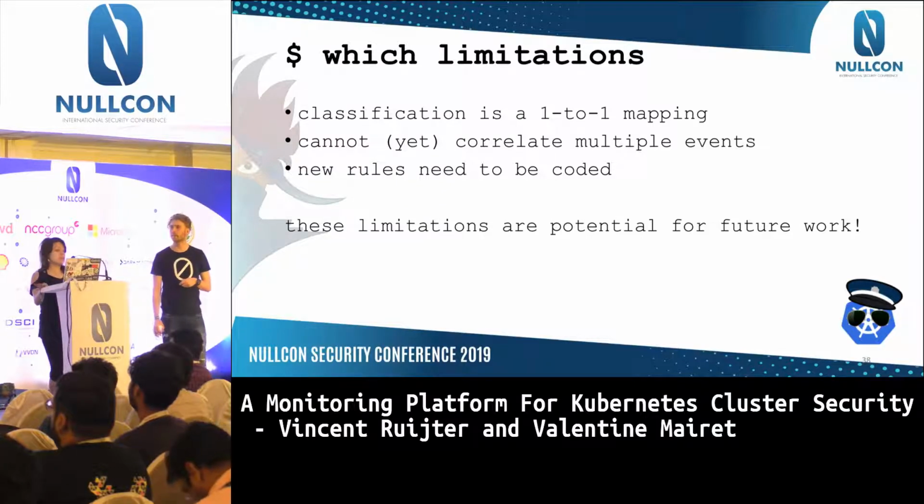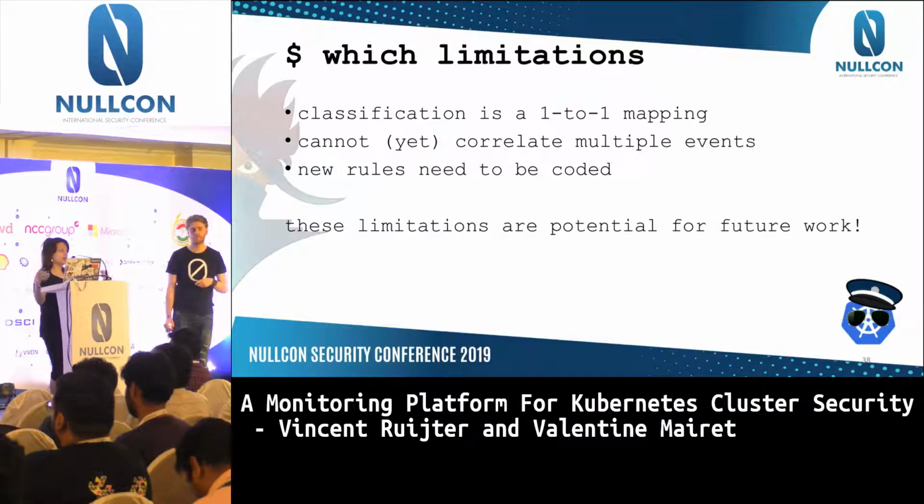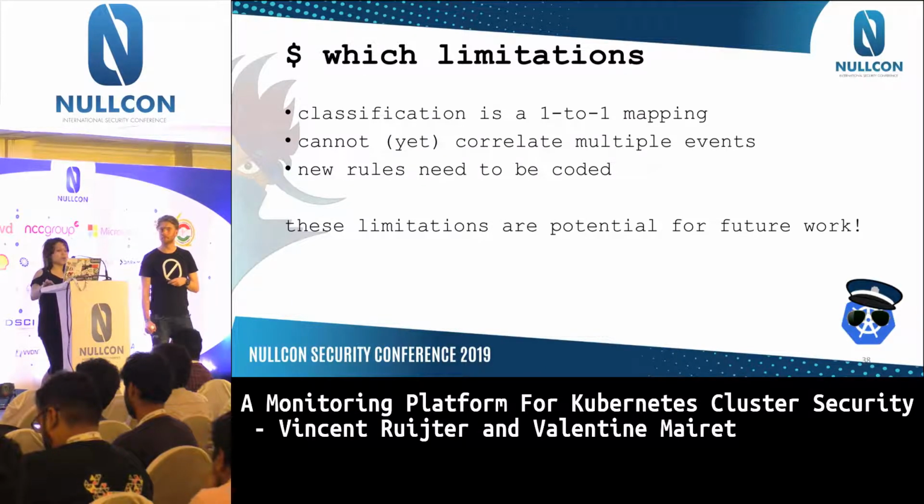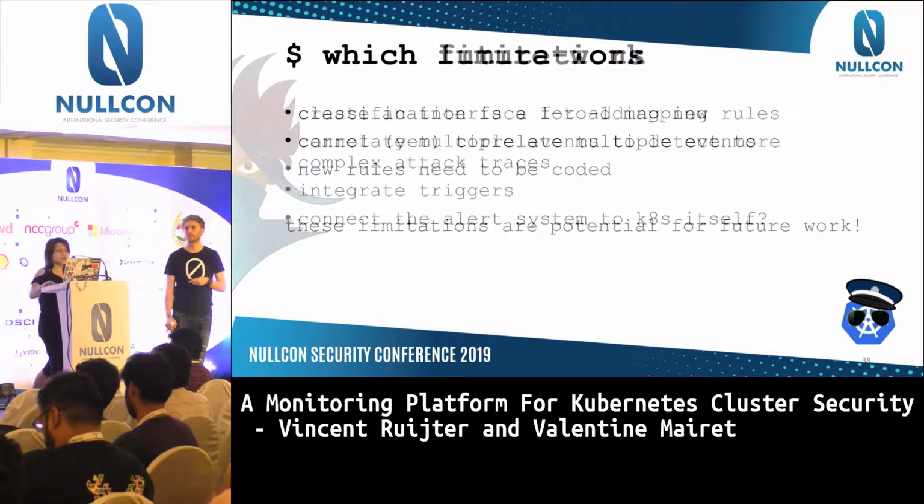But it does have some limitations. The classification is a one-to-one mapping because we're mapping regex to event. So we cannot yet correlate multiple events, which would be nice in order to detect more complex attack traces. And the detection rules are inside the code, so it would be nice to be able to add rules in some kind of interface. However, these limitations are actually potential for future work, and we do plan on extending this.